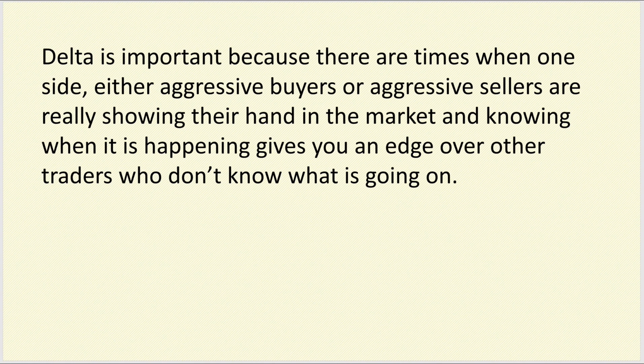So Delta is important because there are times when one side, either aggressive buyers or aggressive sellers, is really showing their hand in the market. And knowing when it's happening gives you an edge over other traders who don't know what's going on. And why don't they know what's going on? Because they don't understand Delta. And to see the Delta, you don't need level 2 or level 3 data. You can just use the regular data feed that comes from the exchange, from the CME, from NYMEX, from Board of Trade. That's the same data feed that you use in an order flow chart.